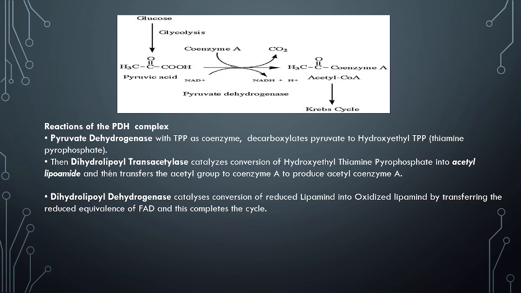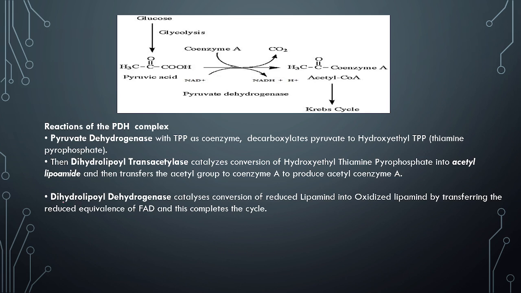Then dihydrolipoyl transacetylase catalyzes the conversion of hydroxyethyl thiamine pyrophosphate into acetyl lipomide and then transfers the acetyl group to coenzyme A to produce acetyl coenzyme A. Once again, dihydrolipoyl transacetylase catalyzes conversion of hydroxyethyl thiamine pyrophosphate into acetyl lipomide and then transfers the acetyl group to coenzyme A and produces acetyl coenzyme A.